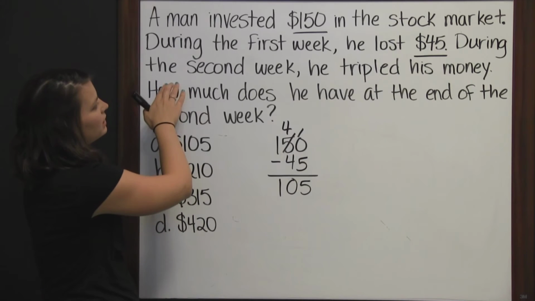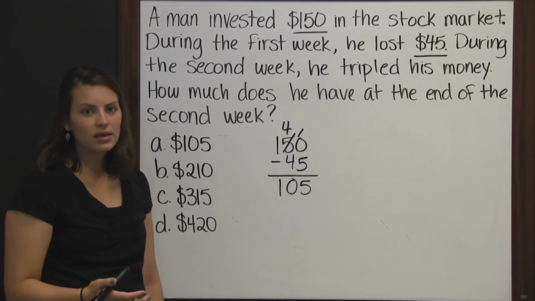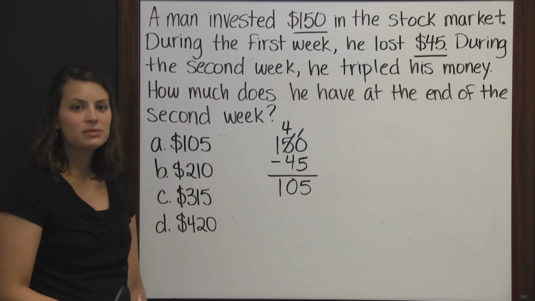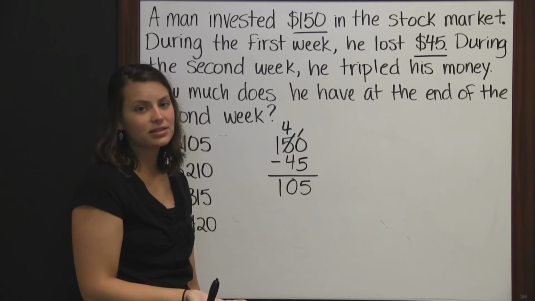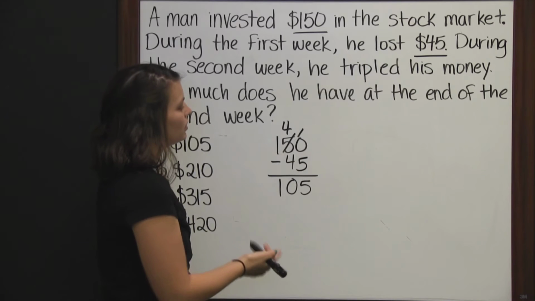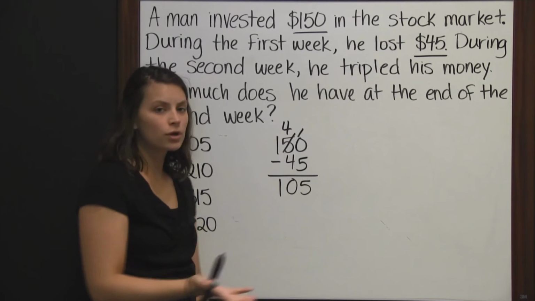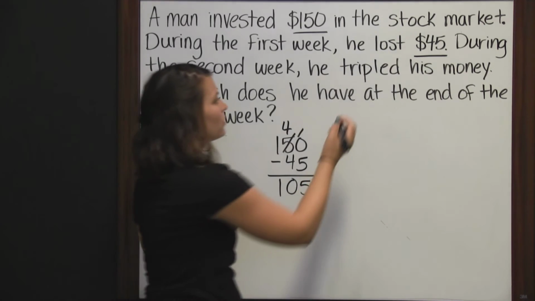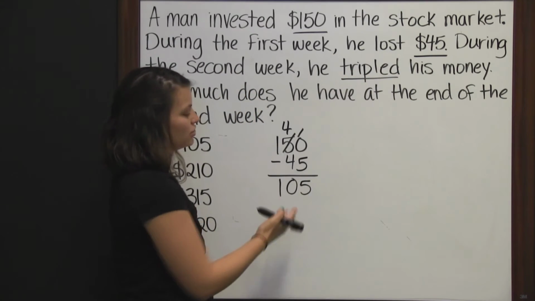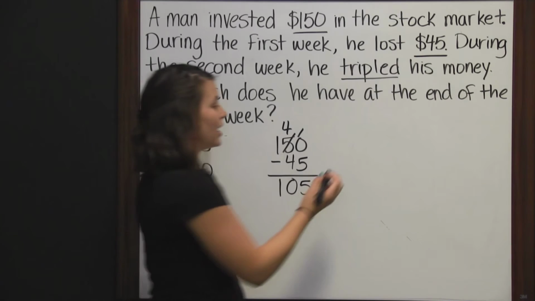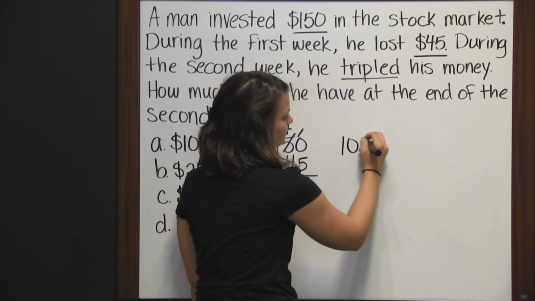Moving to the second sentence, we see that during the second week, he tripled his money. Remember, this is his money now since he lost the $45. So this is what is tripled. And tripled means times 3. So we're going to take $105 and multiply it times 3.